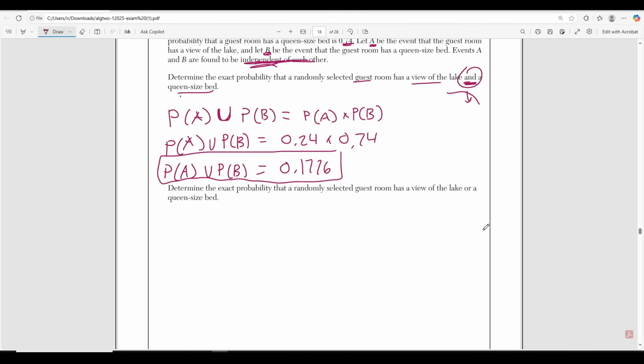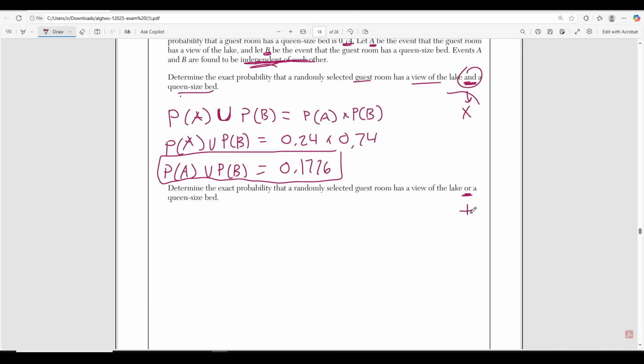All right, part 2 says determine the exact probability that a randomly selected guest room has a view of the lake or a queen-sized bed. So in this case, because you see the word or, you're going to add. So and means multiply, or means add, okay? This should make sense because the probability of either A or B happening should be higher because you just want one of 2 events happening, okay?